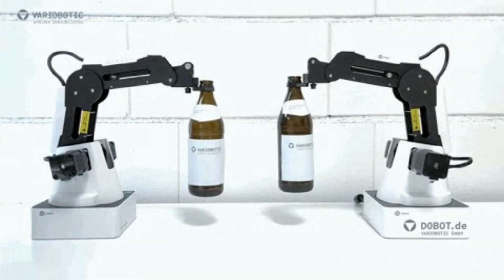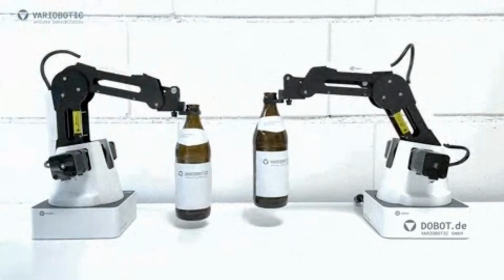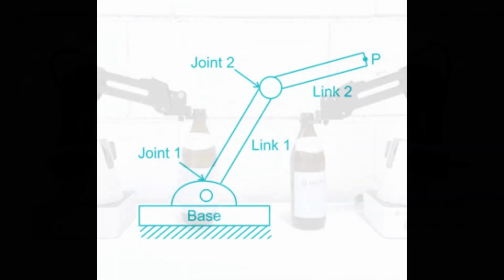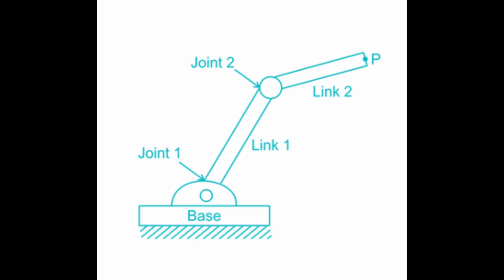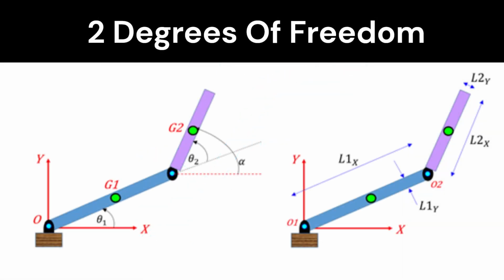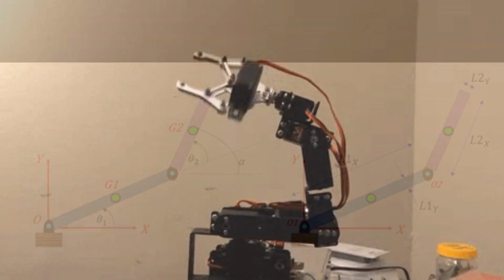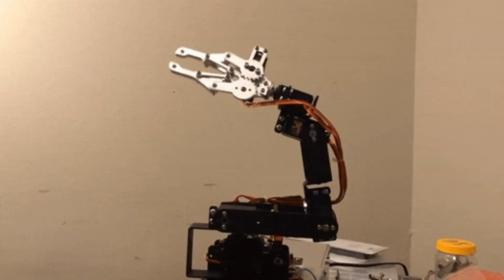Now let's look at a two-link robotic arm, which is a common example in robotics. It has two joints, one at the base and one like an elbow. Each joint can rotate independently, so the arm has 2 degrees of freedom. With this setup, it can reach any point in a two-dimensional plane. This is how robots are designed to perform tasks like welding, picking, and placing objects.